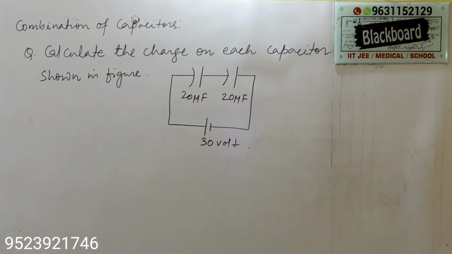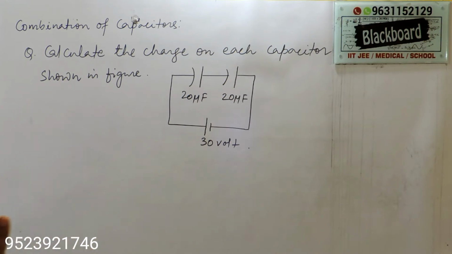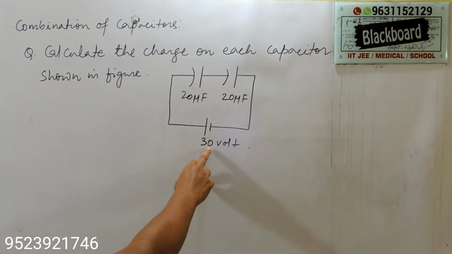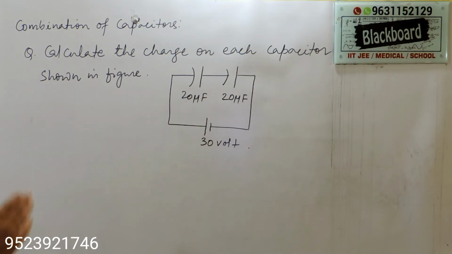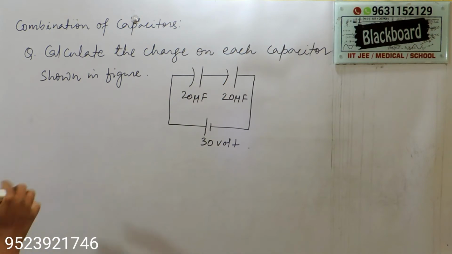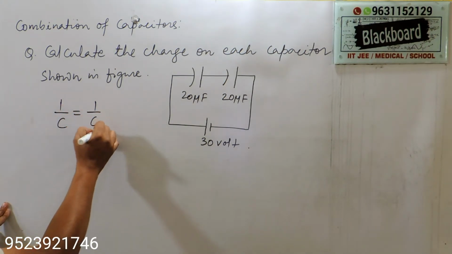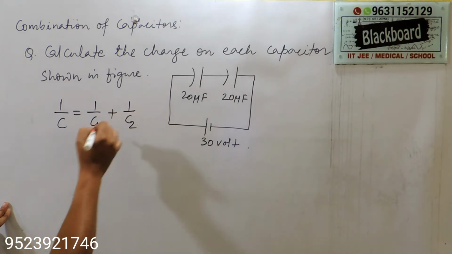Here the question is, calculate the charge on each capacitor shown in the figure. Here 20 microfarad and 20 microfarad capacitors are arranged in series, and here the potential is 30 volt. The two capacitors are joined in series. Their equivalent capacitance is 1 by C is equal to 1 by C1 plus 1 by C2.